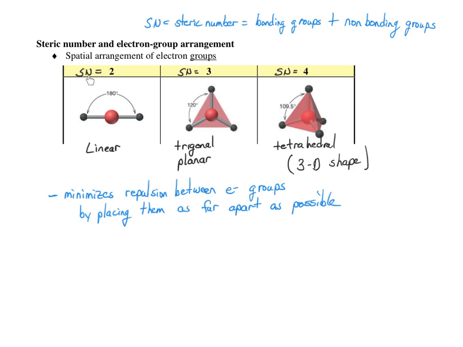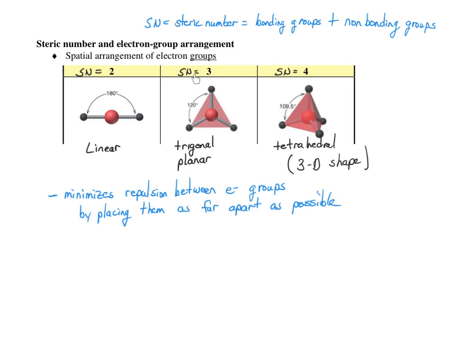If we have a steric number of 2, that means there are 2 groups of electrons around the center atom. This red ball in each case represents the center atom. These extensions represent either a bond to an atom or simply a charge cloud, whether it's a pair of non-bonding electrons or a single electron. For a steric number of 2, these clouds can be as far apart as possible simply by placing them at 180 degrees relative to each other.